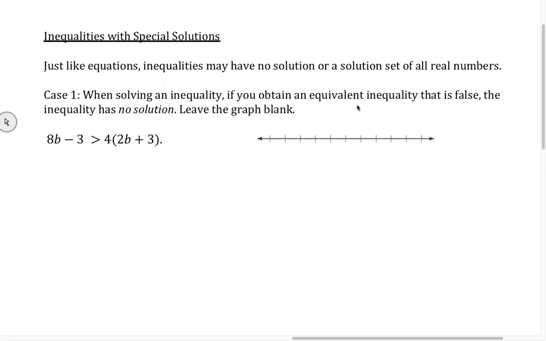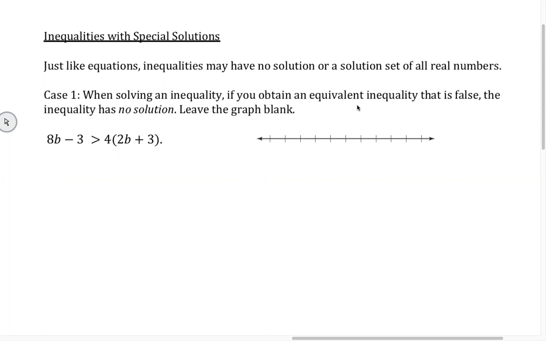All right, inequalities with special solutions. So long story short, when we were dealing with equations, we had equations with variables on both sides. And what that did is it kind of created problems for us. What were the problems? Well, sometimes the variables canceled out.